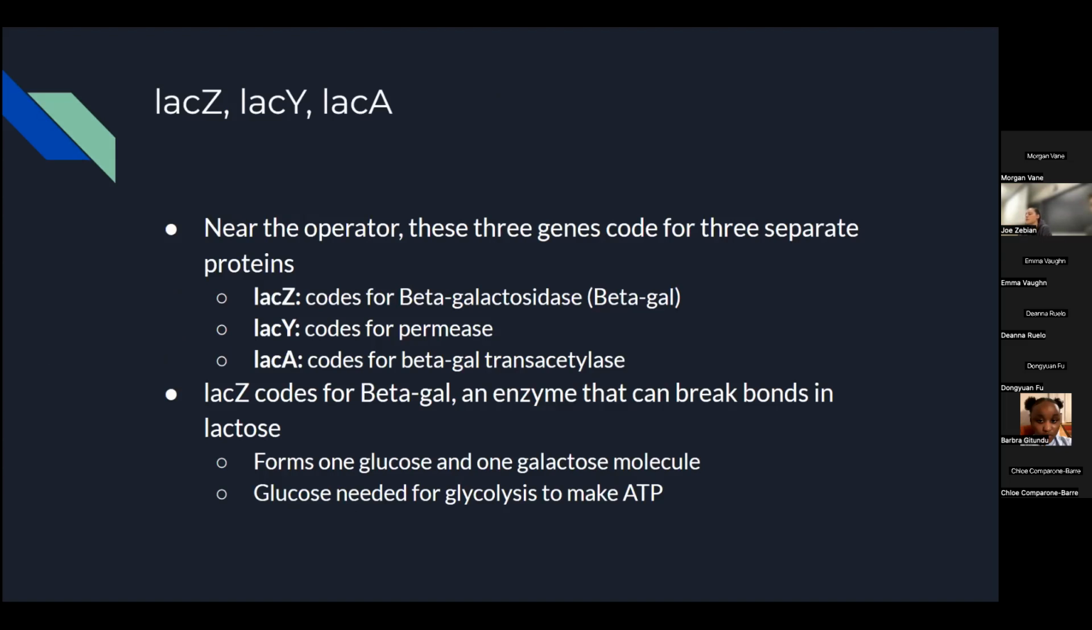So near the operator, these three genes code for three separate proteins. LAC-Z codes for beta-galactosidase or beta-gal, and then LAC-Y codes for permease, and LAC-A codes for beta-gal transacetylase, which you don't really need to know about. And then LAC-Z codes for beta-gal, as I just said, and this helps split lactose into glucose and galactose molecules, and it's needed for glycolysis to make ATP. And then permease is that channel protein that helps things get in and out. And then we don't really know what transacetylase really does. You don't need to know that.